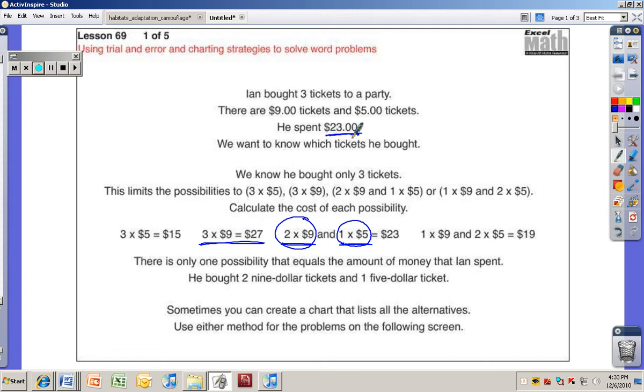And then the other possibility, just to show you that it doesn't work, you buy 1 $9 ticket and 2 $5 tickets, that's $10, plus the $9 makes $19. 19 isn't enough. So the correct combination would be 2 $9 tickets and 1 $5 ticket. There is only one possibility that equals the amount of money that Ian spent. He bought 2 $9 tickets and 1 $5 ticket. Sometimes you can create a chart that lists all the alternatives. Use either method for the problems on the following screen.